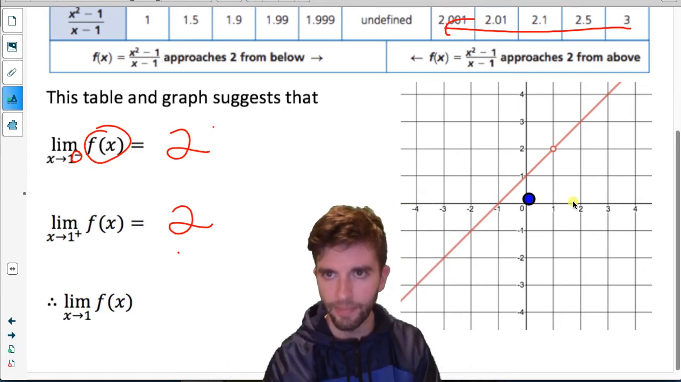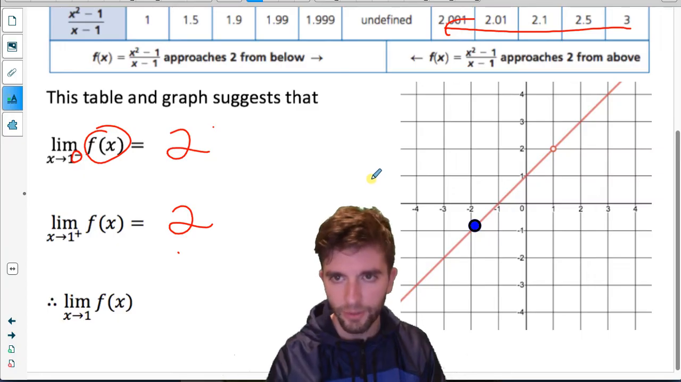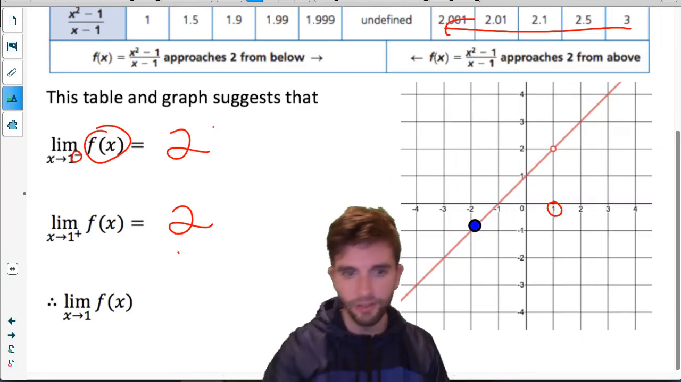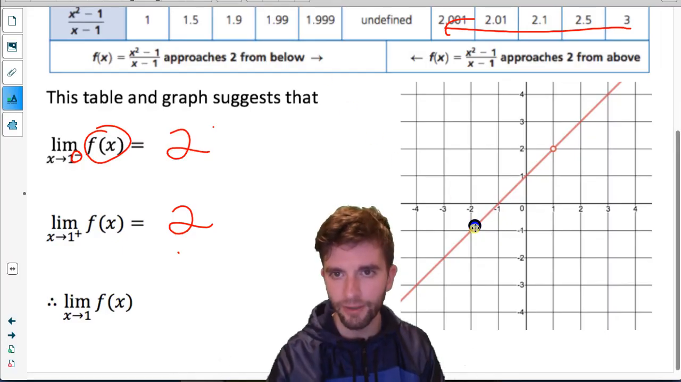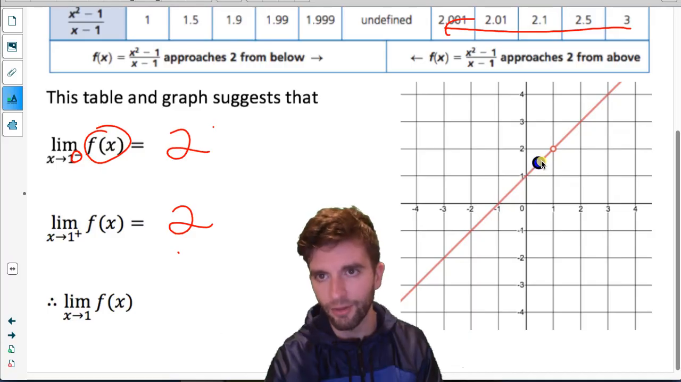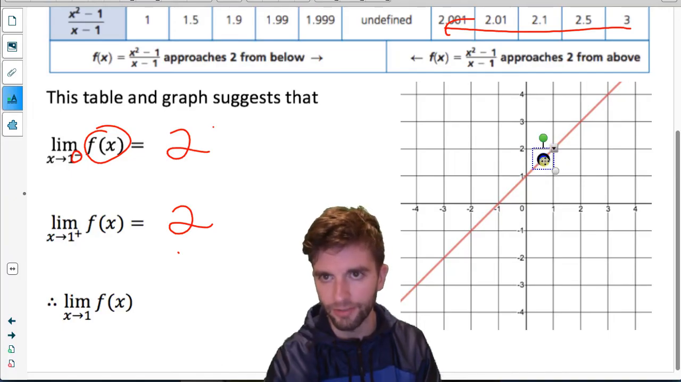I'll just drag this dot I made around on here. So as I approach an x value of 1, here's an x value of 1. What's happening to the y value of the function? If I approach an x value of 1 from the left, it looks like the function is going towards that open circle. And that open circle has a y value of 2.